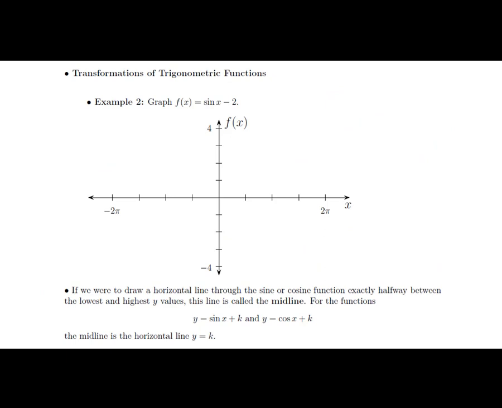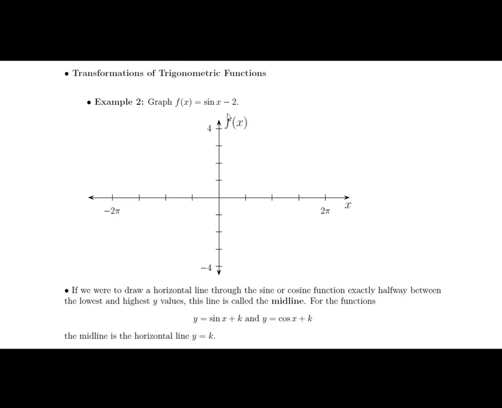Okay, so we want to start talking about transformations of these trigonometric functions now that we have an idea of how they're graphed. So let's start with f of x equals the sine of x minus 2. So we remember that subtracting 2 shifts our function down 2. So we could think of this as a vertical shift down 2. So I could graph the sine function here, and then just take all the y values and move them down 2, and then have my function.